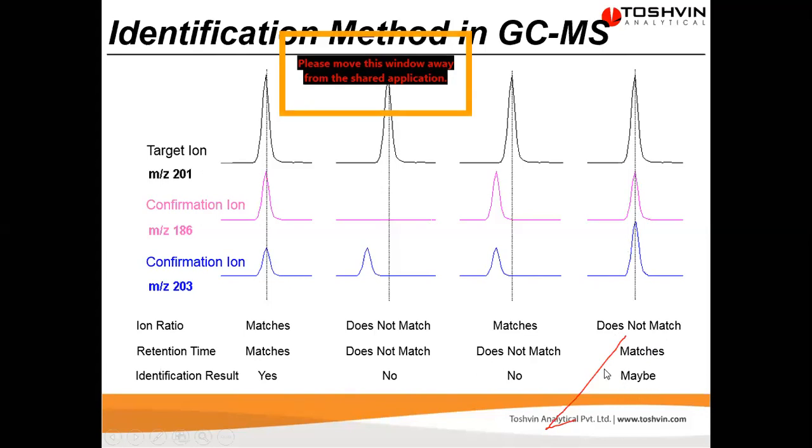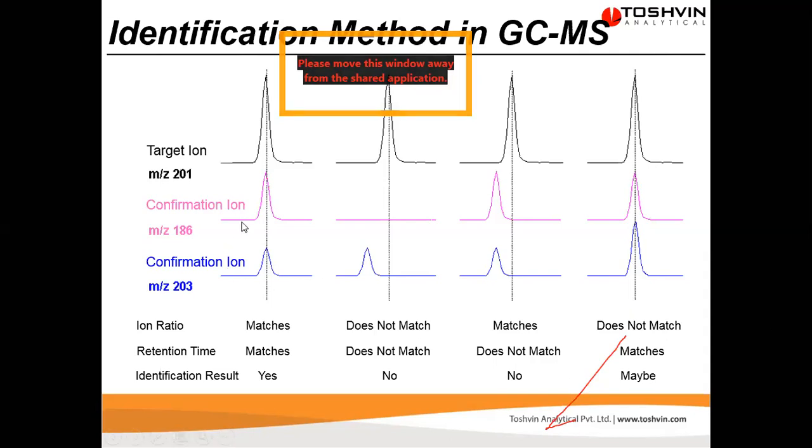Why does it say maybe? Because there are chances that from the matrix or solvent, 203 might have come, and the area of it has been added to this peak also. That's why the intensity has increased. So you can say there is an interference in the 203 mass. So what we can do is delete this peak and keep 201 and 186 as the target ion and reference ion for analysis purposes.